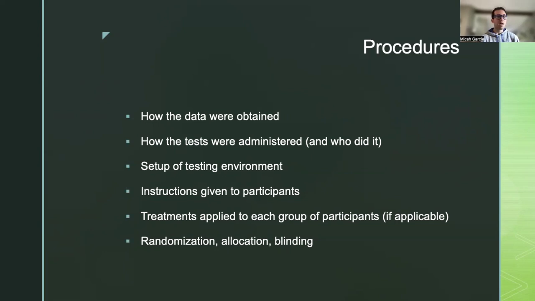And now this might not be fully applicable, but if you are doing some type of randomized controlled trial, then there are going to be some treatments. And then if you are doing a randomized control trial, how did the randomization occur? How were people allocated into different groups? And was there any blinding to not influence the bias?